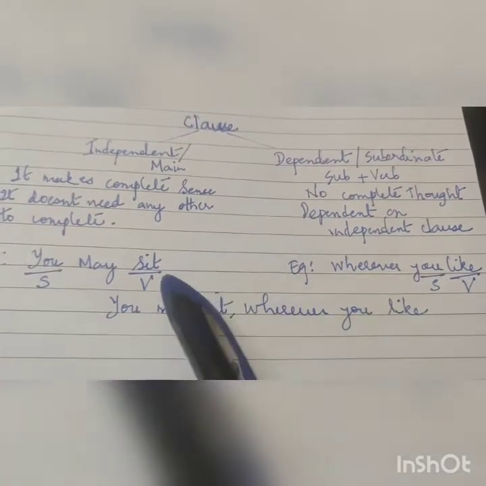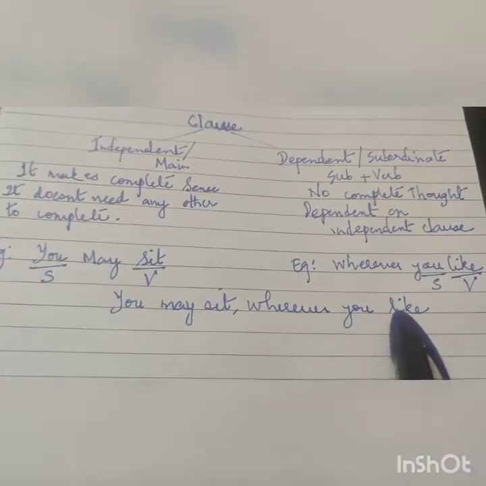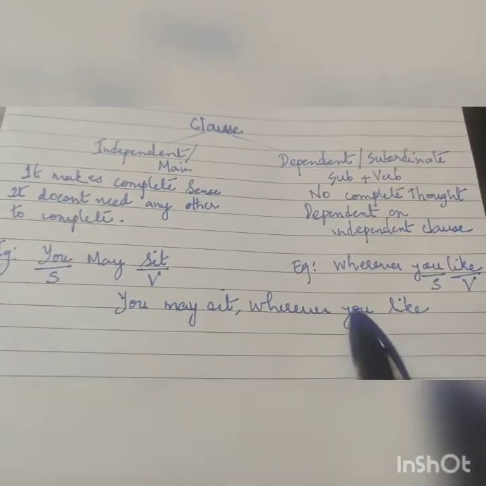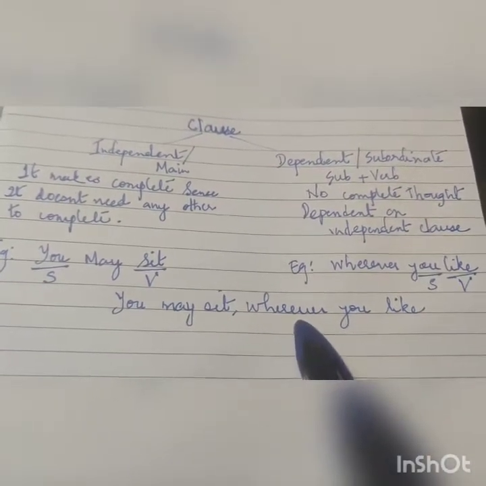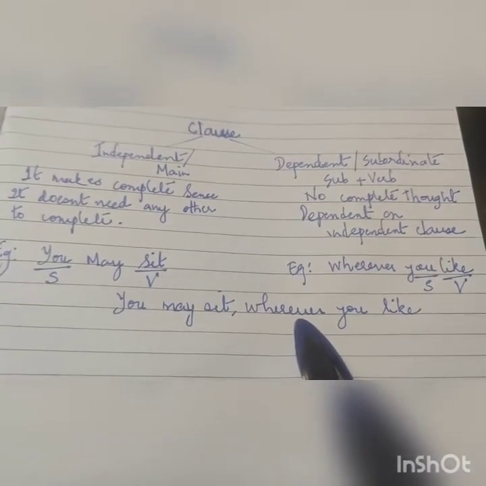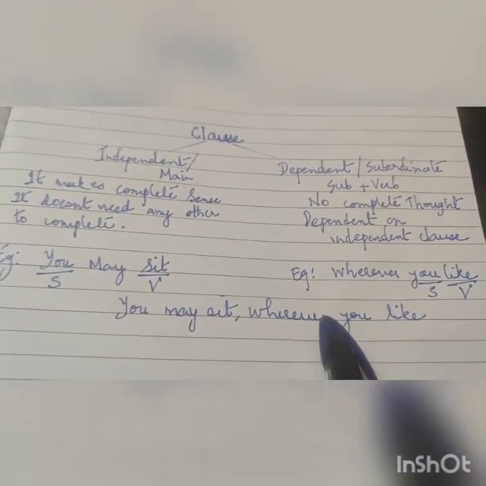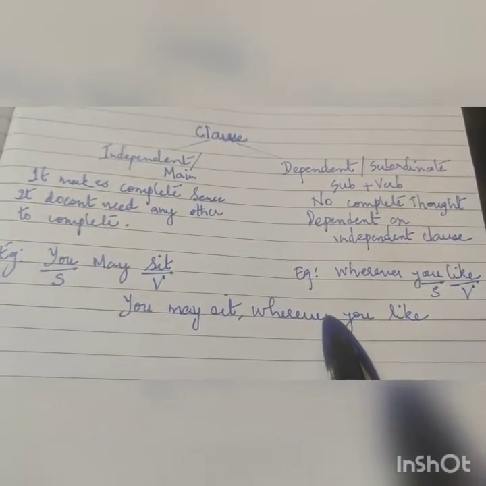So let's see what happens when we join these two. You may sit wherever you like. Now the sentence makes complete sense. So that makes it a complete sentence where you have the main clause and the subordinate clause.